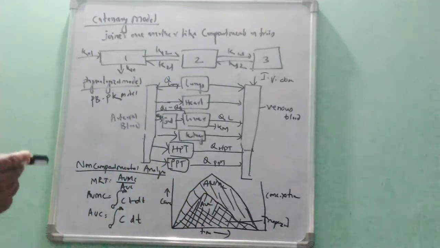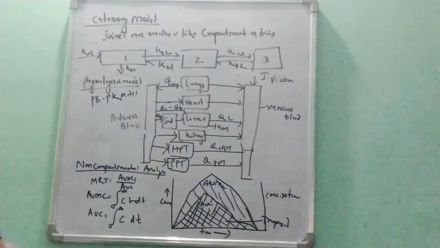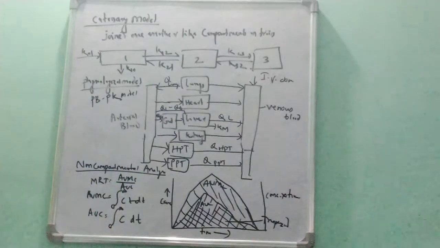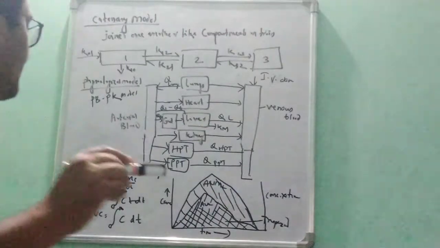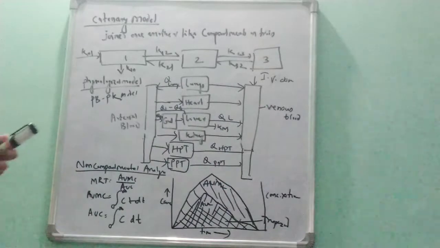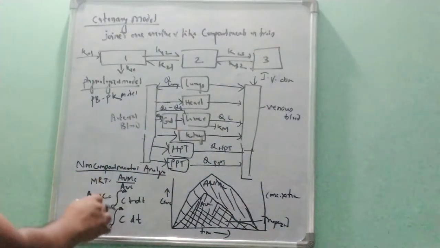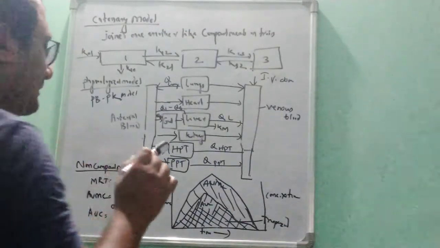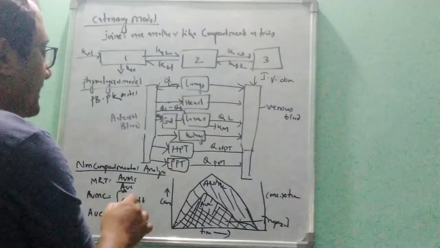So in this, the first thing we have to find out is MRT, that is your mean residence time, and that we can find out by AUMC divided by AUC. What is AUMC? Area under first moment curve. Second one, AUC means area under zero moment curve. So from these two equations we are taking to find this. As I told you, it is a completely graphical method. So AUMC we can find out by taking the integration of C t dt.